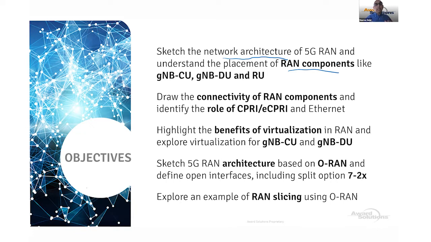gNodeB is split into the centralized unit, distributed unit, and the radio unit. We will also talk about the connectivity of all of those RAN components and how they are connected using protocols like CPRI or evolved CPRI, as well as Ethernet as a packet transport connectivity.